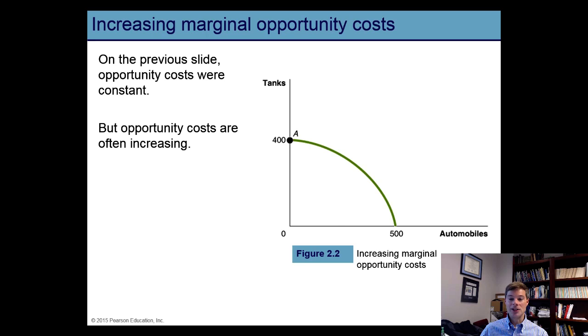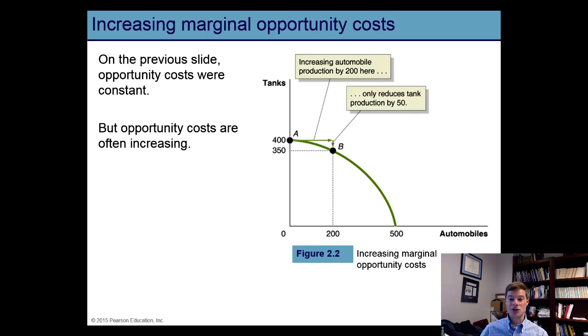We believe that the opportunity cost of producing these goods will change because the best resources are allocated to producing each good initially. So if we go from point A to point B in this graph, 200 additional automobiles can be produced at an opportunity cost of only 50 tanks. That's because we're going to reallocate the resources from producing tanks toward producing automobiles that are best for producing automobiles.